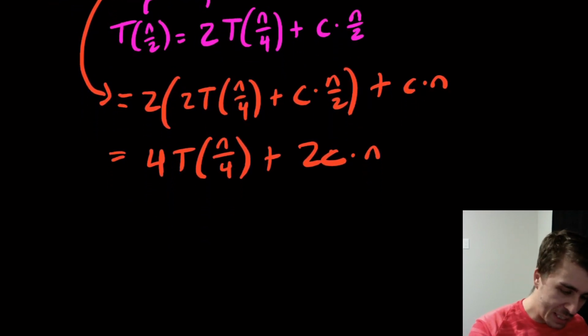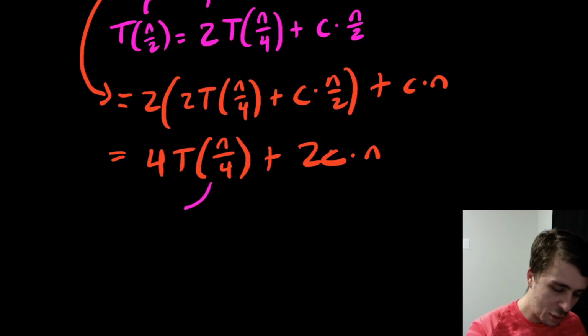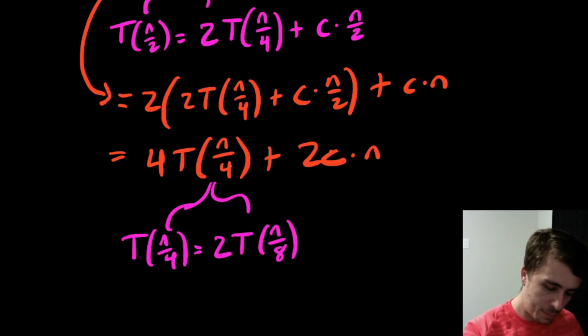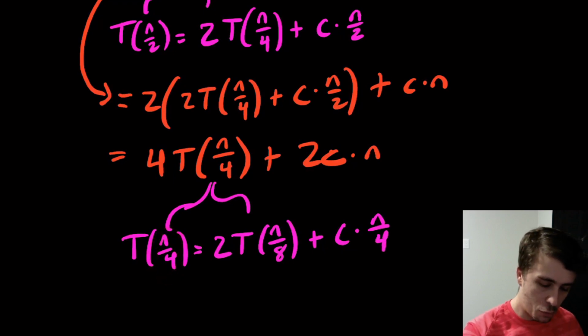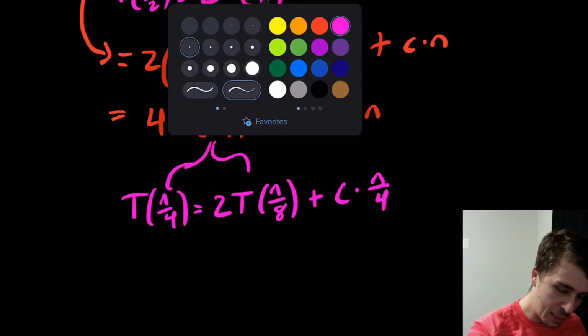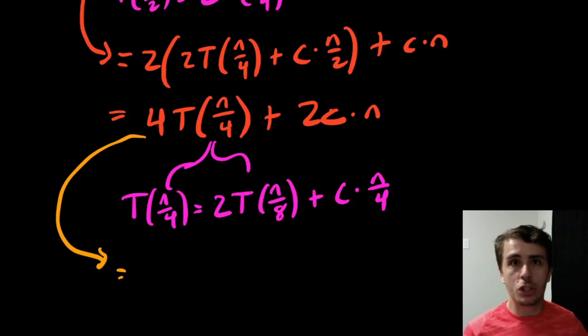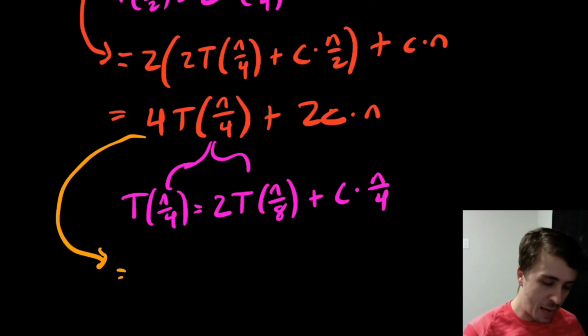And let's expand this out one more time so that we can see what's going on. So if I expand this guy out, t of n over 4 is just 2 instances of t of n over 8 plus c times n over 4. Again, I'm sticking n over 4 everywhere where I saw n before. So now let's plug this back into this guy right here. All we're doing is evaluating the same expression. We're not changing it, we're just giving it in a different form. It doesn't have a different value, I mean.